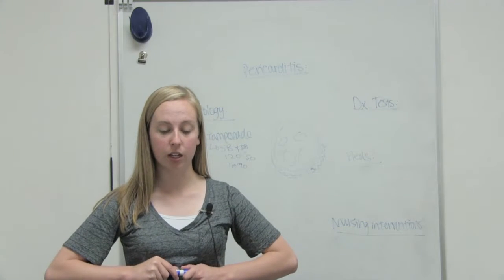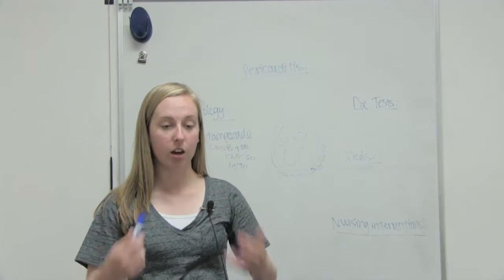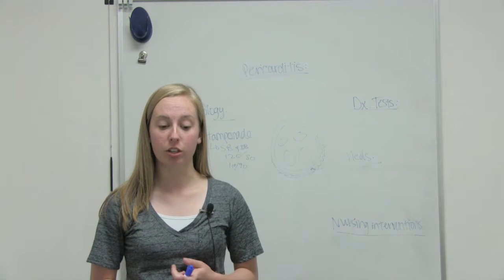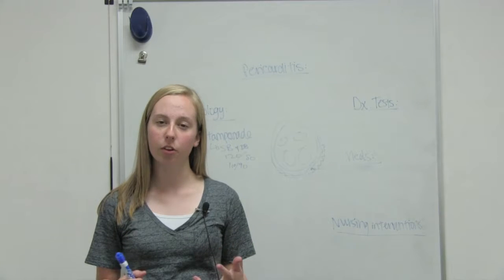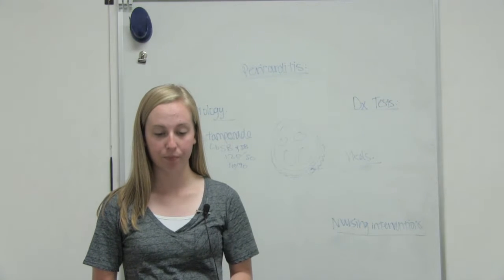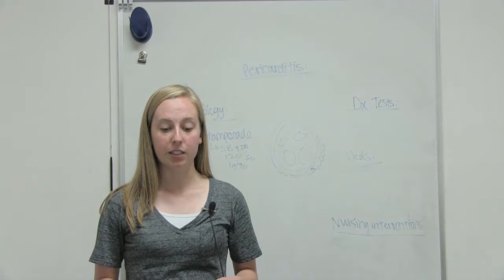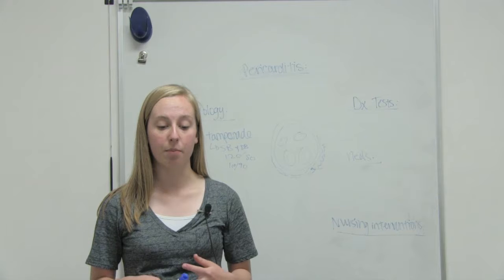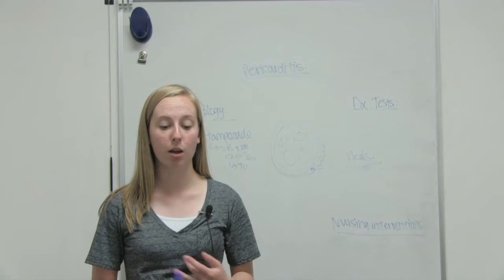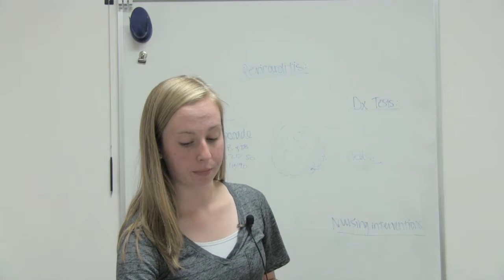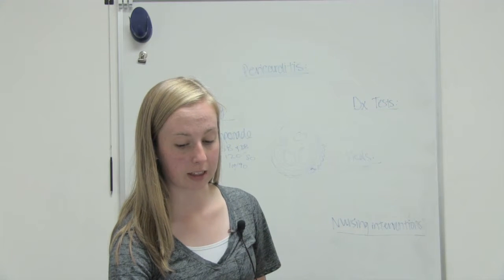Some things that cause pericardial infections or pericarditis: it is usually from a viral infection. There are some other causes like trauma, but for the most part it is usually caused by a viral infection. Some assessment findings that you're going to see are chest pain that worsens when leaning forward, pericardial friction rub, a mild fever, dyspnea, signs and symptoms of heart failure, things like that.